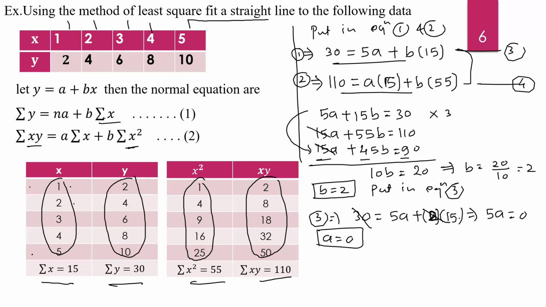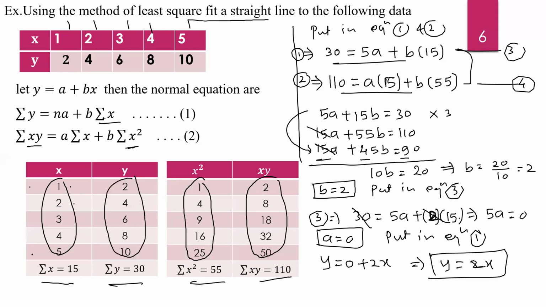Okay, now we got a and b. Put this a and b in equation number 1. y is equal to a, which is 0, plus 2x. That is y is equal to 2x. So in this way we get the straight line passing through the origin. We can verify. When we put x equal to 1, we get 2. Put x equal to 2, we get 4. x equal to 3, we get 6. So this is the least square fit, a straight line to the given data.